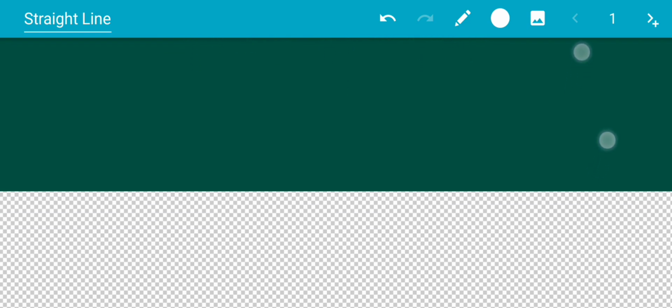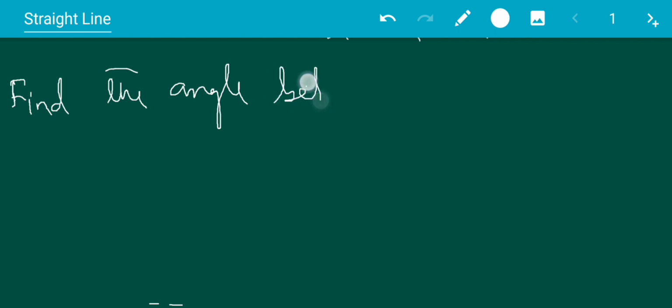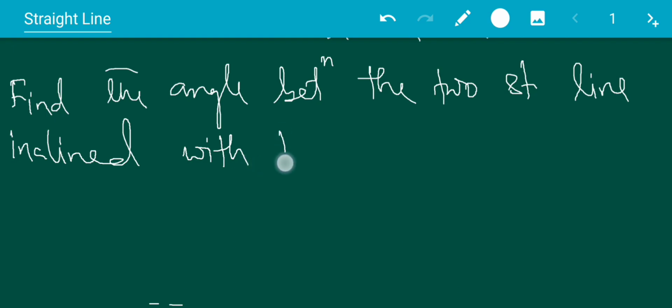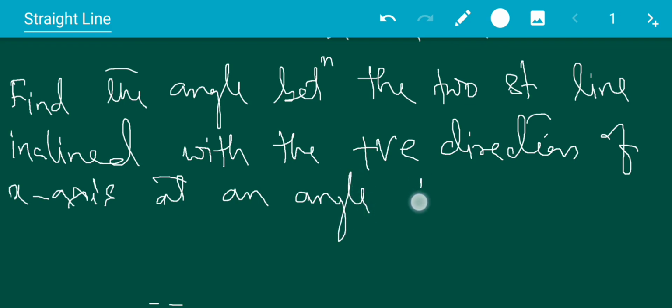So let us see a problem. Find the angle between the two straight lines inclined with the positive direction of x-axis at an angle 45 degrees and 30 degrees.